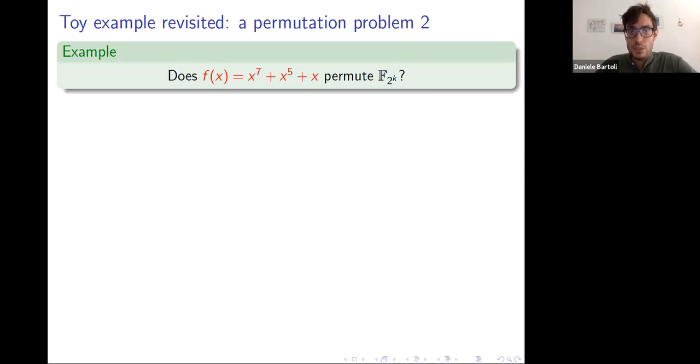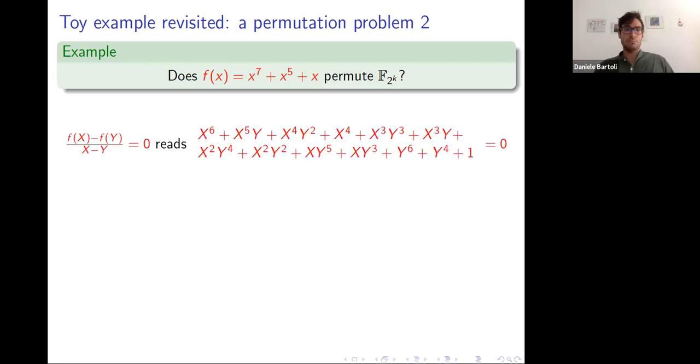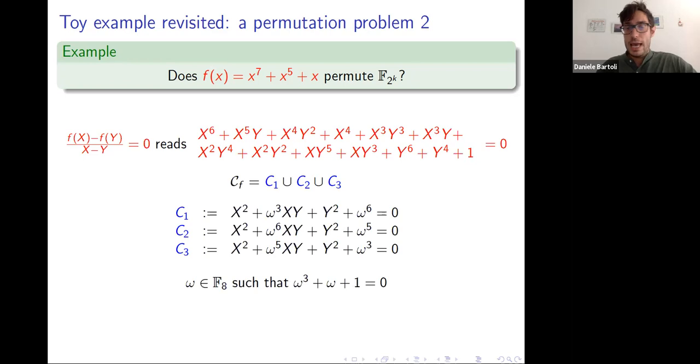Well, suppose that we want to study this polynomial, x^7 plus x^5 plus x. We are over a field of characteristic 2. Well, let's write down our favorite curve. Now it's a degree 6 curve. And I don't know if you can do it by hand, but trust me, this polynomial of degree 6 factorizes into 3 absolutely irreducible polynomials of degree 2, which define 3 conics.